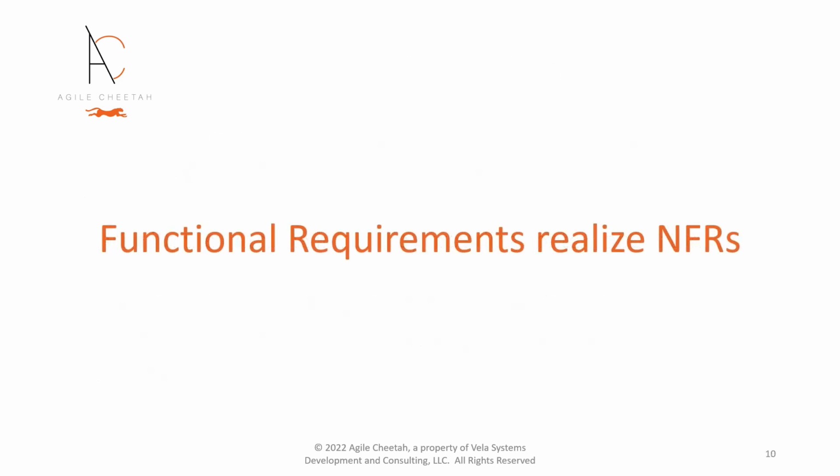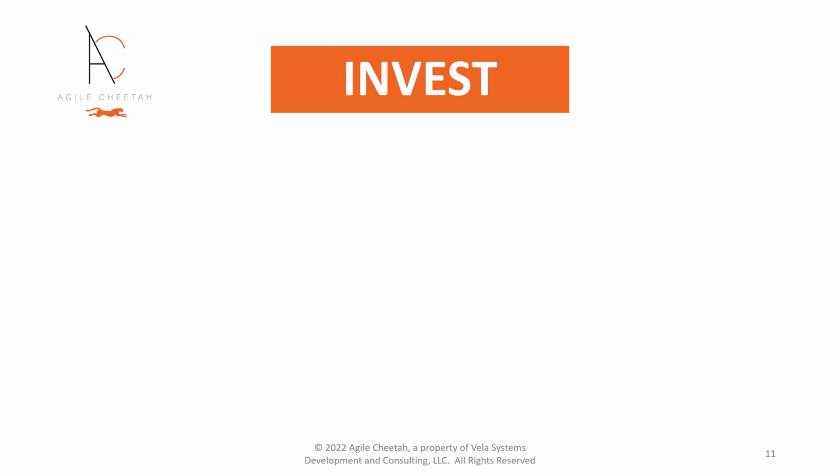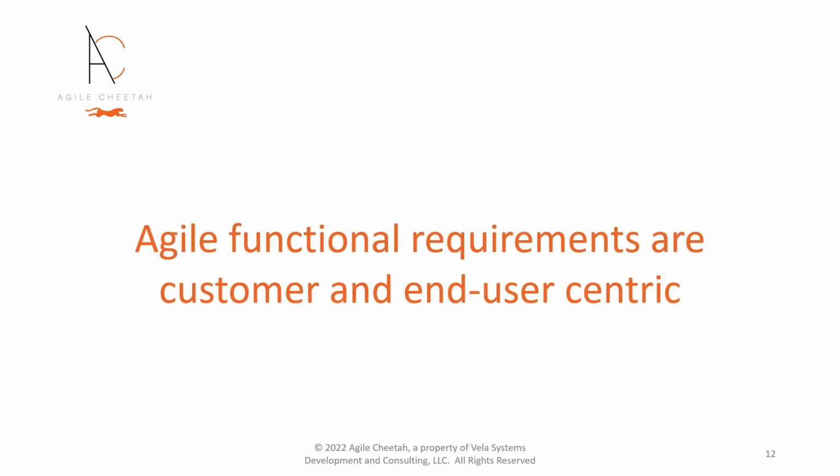Functional requirements realize NFRs. Agile functional requirements adhere to the INVEST criteria. As functional requirements, user stories are independent, negotiable, valuable, estimable, in other words, capable of being estimated, small, and testable. Agile functional requirements are customer and end user centric. They are written from the perspective of what customers and end users need rather than from the point of view of what the system will provide.